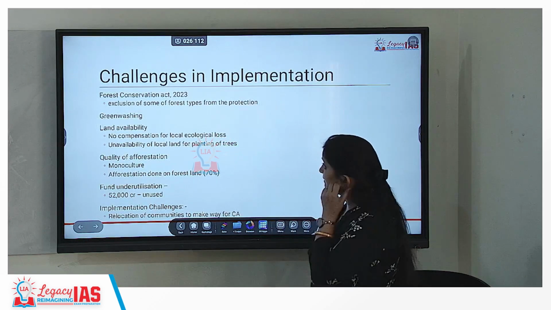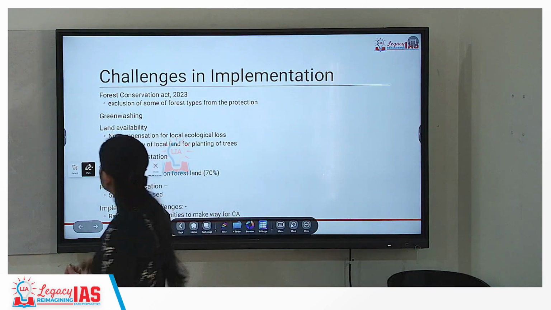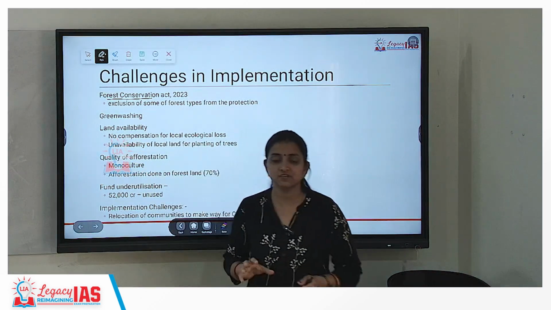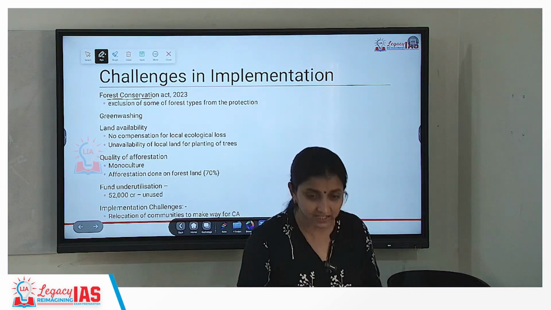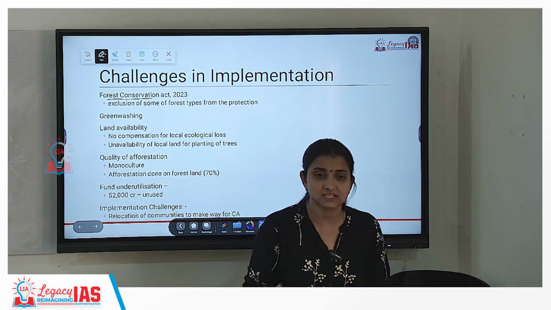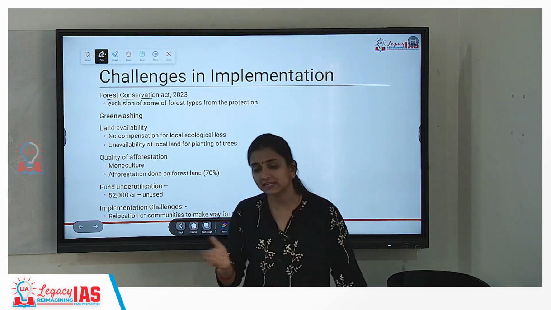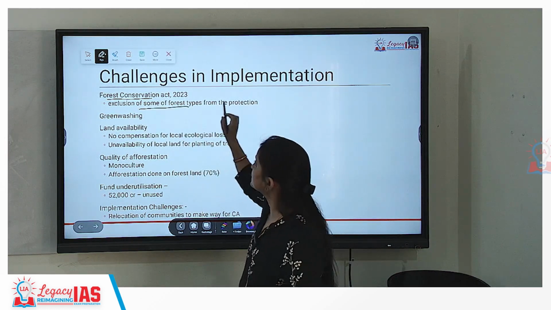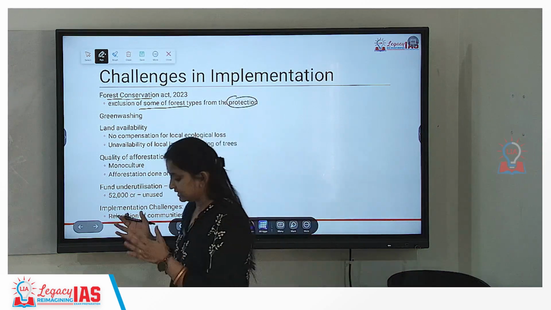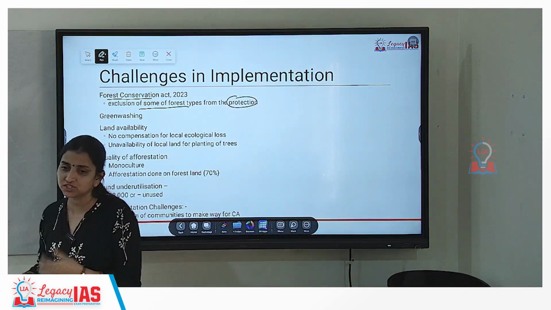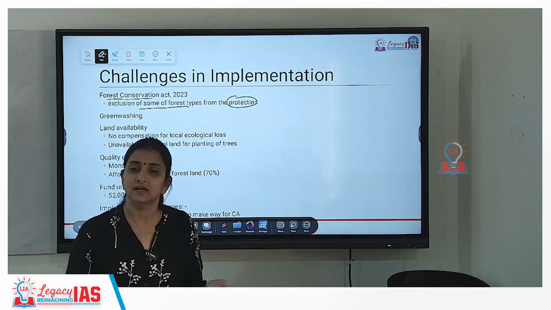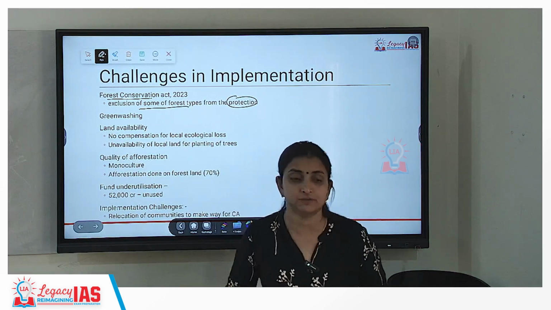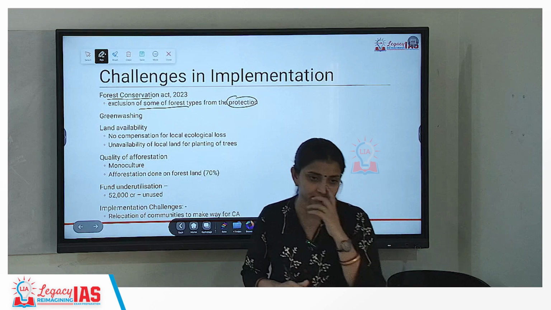Now, what are the challenges in implementing the CAMPA Act or CAMPA fund? So first is the Forest Conservation Act of 2023. It has said that small patches or groups of trees shall not be called forest, and that can be removed, that can be deforested. So it is talking about exclusion of some of the forest types from protection. On this piece of land, if you are carrying out deforestation, then you don't need to carry out the net present value fund transfer or identification of land, nothing is required, because we are not calling this a piece of forest land itself under the Forest Conservation Act of 2023.